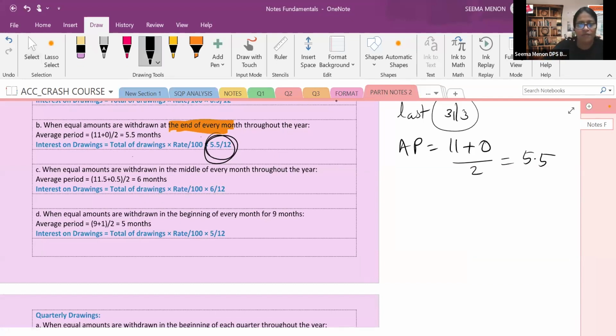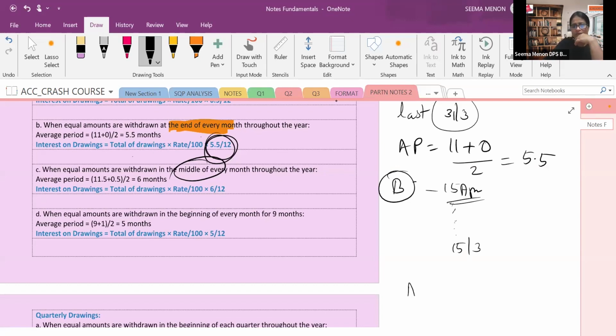Now the third one. When the partner withdraws in the middle of every month, how will they calculate it? Middle of every month means again my partner B withdraws on 15th April, then 15th May, 15th June, like that. Last, the 12th month will be March; he will withdraw on 15th March. Here he will withdraw on 15th April.